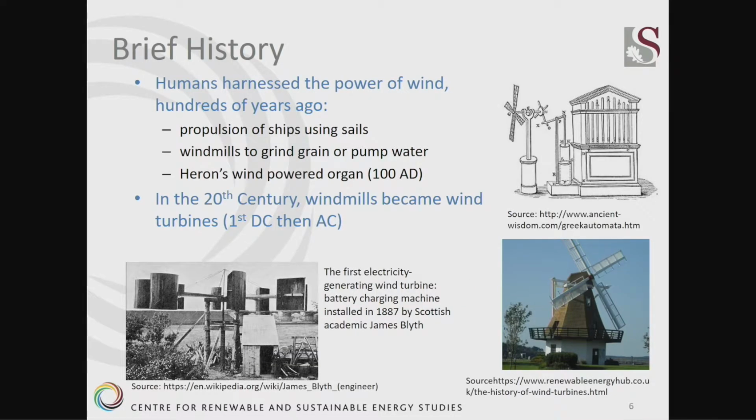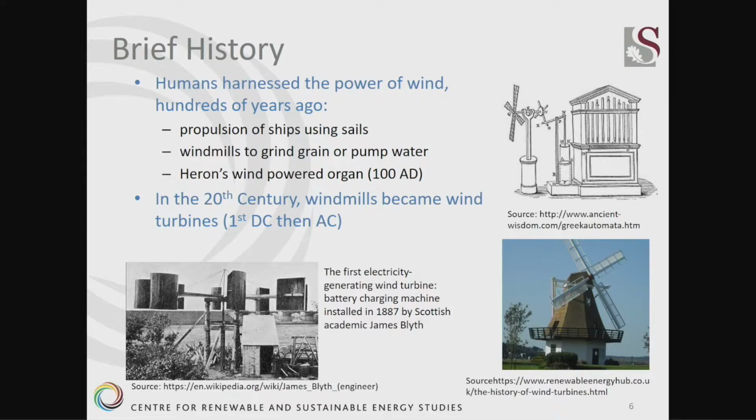Humans have harnessed the power of the wind for centuries. It was especially used for propulsion by sailing boats. Later on, it was used in windmills to grind grain. More sophisticated systems such as Heron's wind power organ also existed in its time. In the 20th century, windmills became wind turbines for generating electricity.